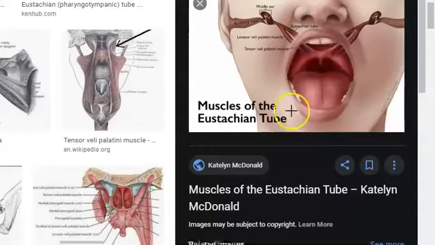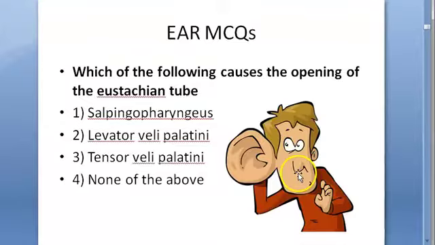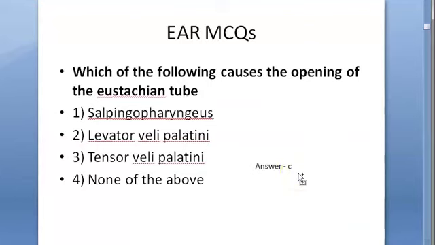So guys, this tensor veli palatini is here. From the palate it is going. See? Tensor veli palatini. And this is the eustachian tube. Okay. So you should not get confused with tensor tympani. The muscle that opens it is the tensor veli palatini muscle. Okay. So let us see the answer. The answer is C, tensor veli palatini.